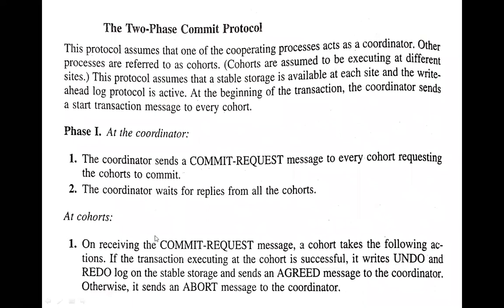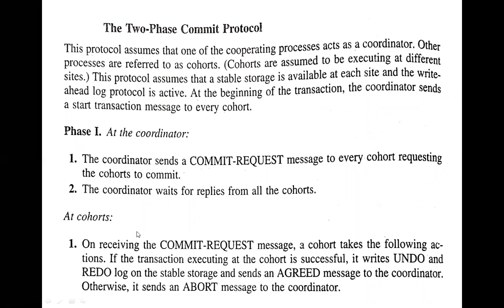So in this phase 1, what happens at the cohort sites? Once the commit request message sent by the coordinator has been received, the cohort is going to take action. If the transaction which is executing at the particular cohort is successful, it writes the undo or redo log on the stable storage and sends an agreed message to the coordinator. Otherwise, it is going to send an abort message to the coordinator.